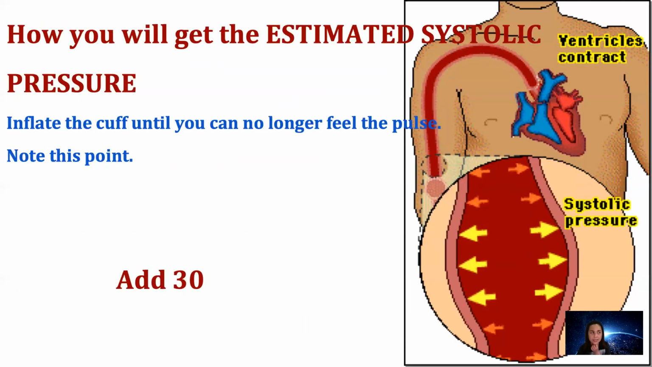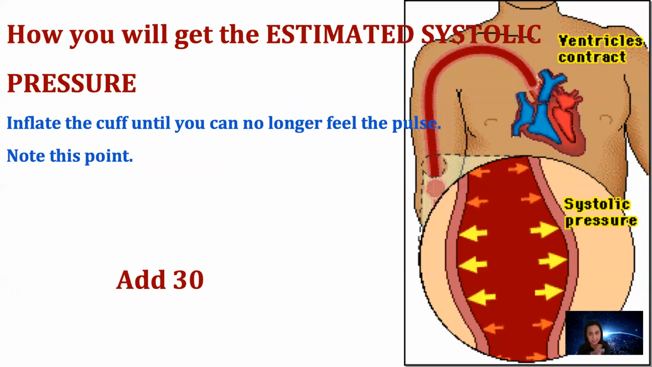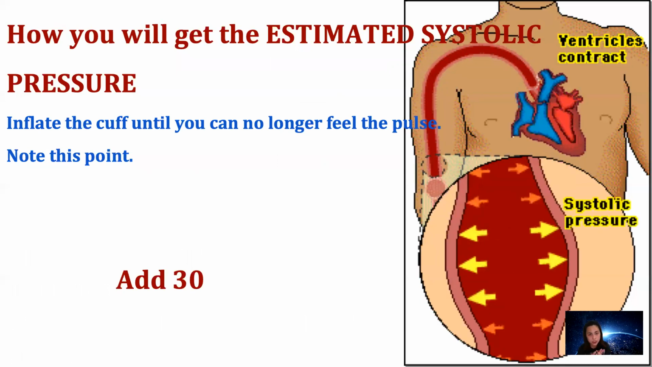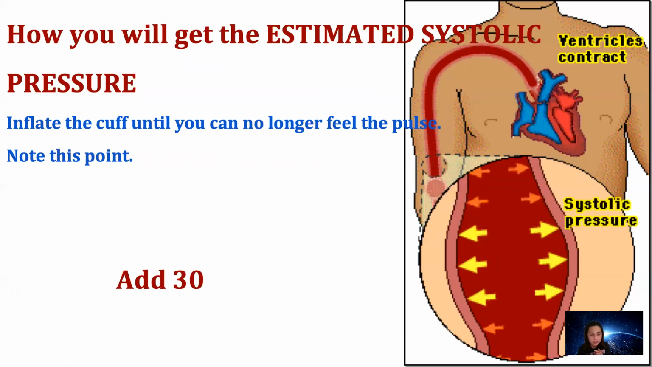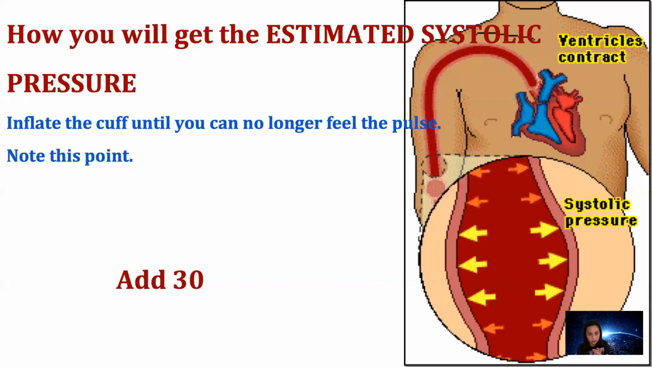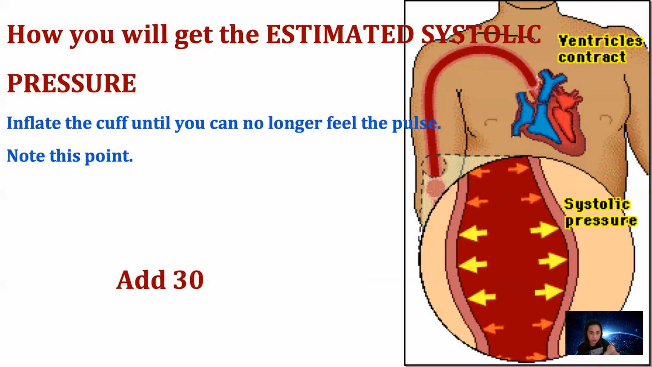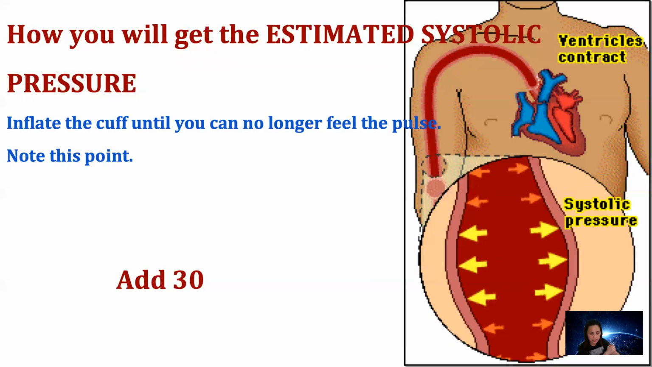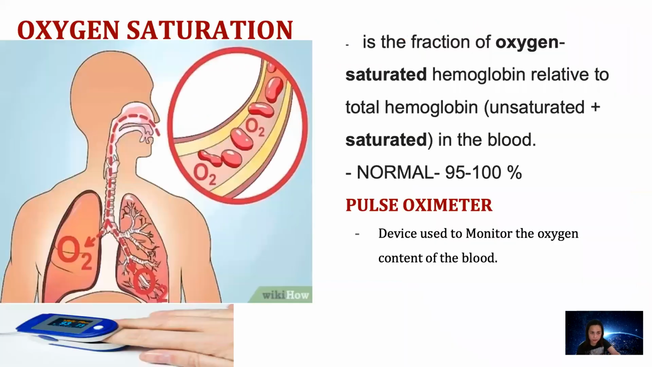So before getting the real blood pressure of the patient, you should first check the estimated systolic pressure. Okay? You should check the estimated systolic pressure. So you inflate the cuff until you can no longer feel the pulse and note this point. Then you add 30. I will show it in the video later, so later we will have a demonstration.